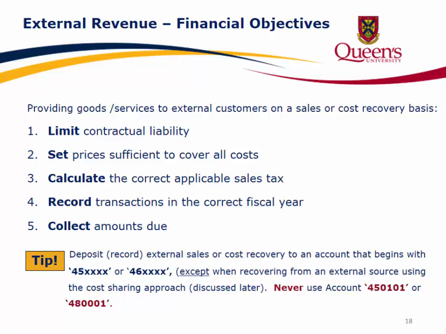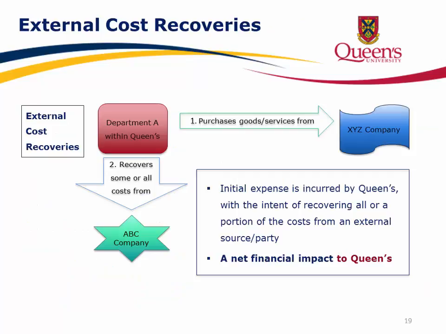Here are some tips to keep in mind. When depositing or recording external sales or cost recovery, always post to an account that begins with 45 or 46, except when recovering from an external source using the cost-sharing approach, which we will discuss later in this tutorial. Never use account 450101 or 480001. An external cost recovery is when the initial expense is incurred by Queen's with the intent of recovering all or a portion of the cost from an external source or party. There will be a net financial impact to Queen's.